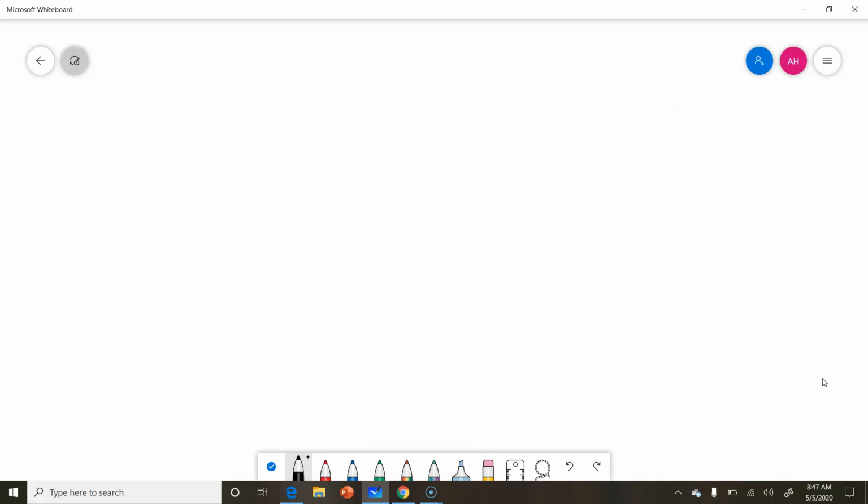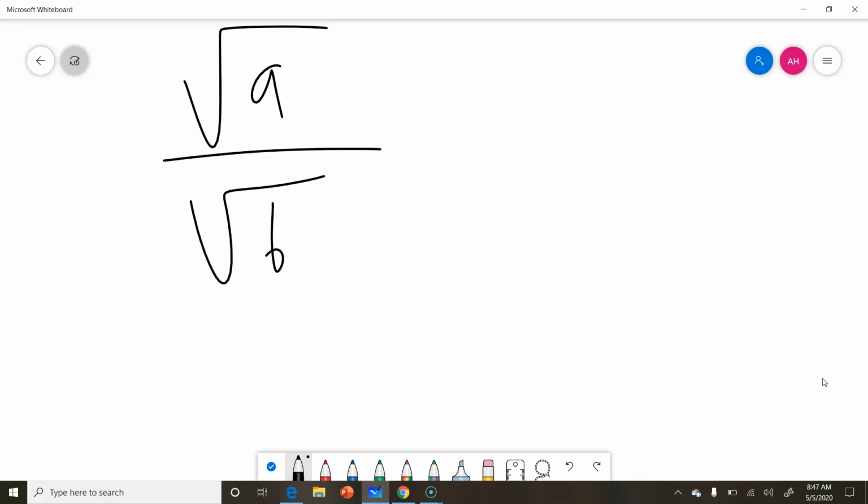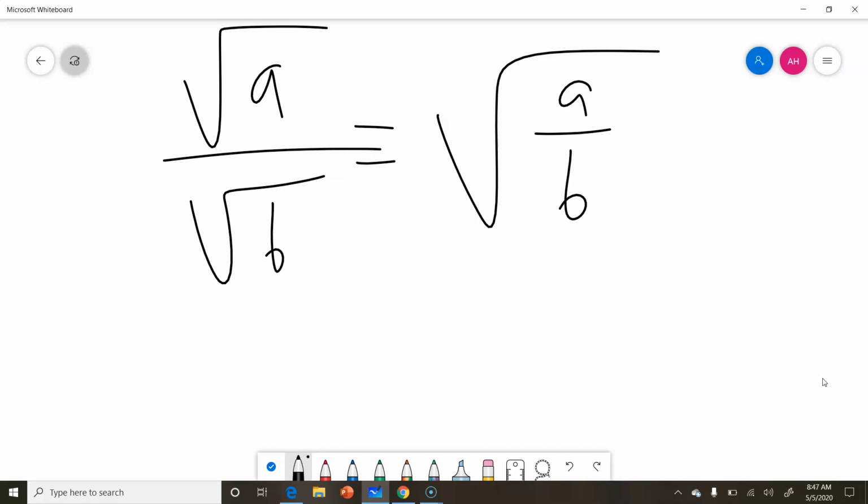Now the next rule, which I don't know why they're teaching this in this lesson, is quotients, okay? So if we have the square root of a divided by the square root of b, that is the same thing as the square root of a divided by b, okay? The order doesn't matter when we take the square root.